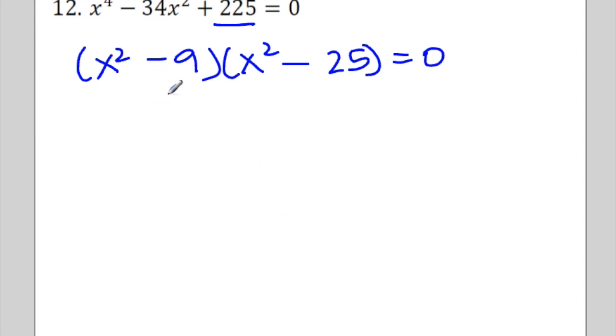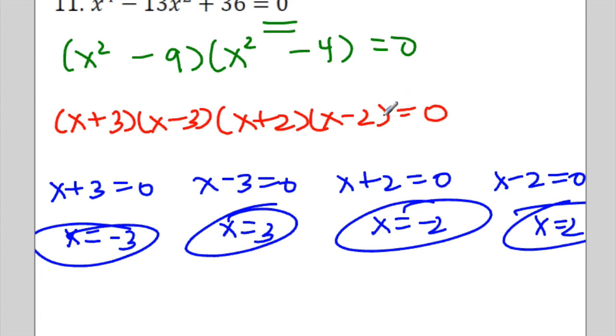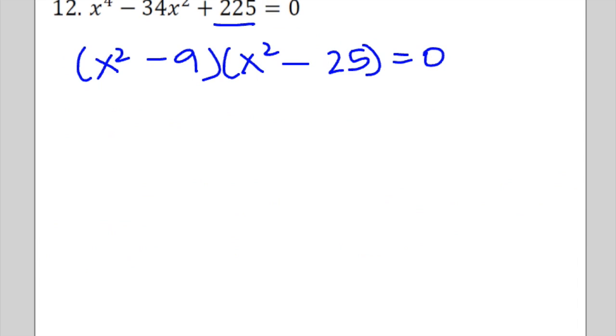Okay, once again, difference of perfect squares. So I could go ahead and break it down like I did in example 11. Another option is I can set them equal to 0 now. Okay.